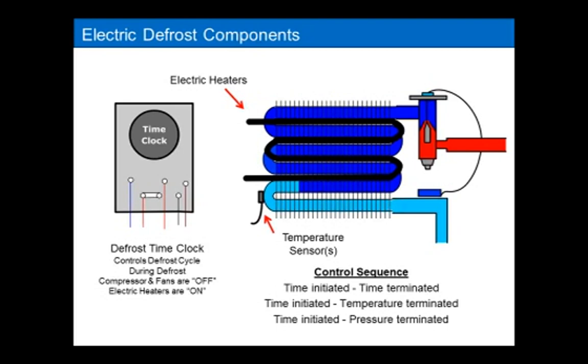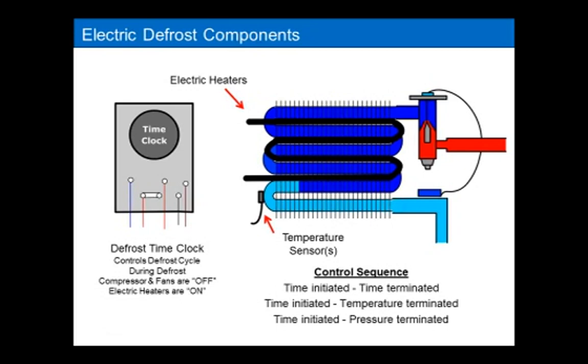So a real common strategy for defrost here is based on a time clock. I'm going to turn on the electric heaters. I'm going to turn off my compressor. I'm going to turn off my fan. Compressor's off, fan is off, heaters are on. I'm going to do that at a time schedule every day. And then I'm going to keep the heaters on until my temperature sensor says my coil temperature is high enough to ensure all the frost is melted away.